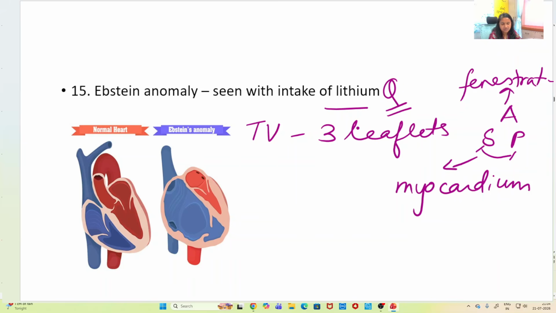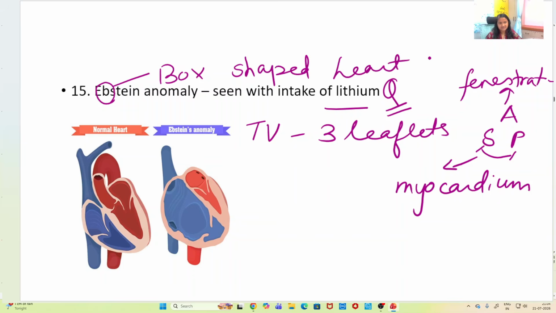So remember that Ebstein is caused due to lithium intake. And Ebstein, remember the B over here, is seen as a box shaped heart on X-ray. That is again an MCQ question. Remember the B in Ebstein: B for box shaped heart seen on X-ray in Ebstein anomaly.